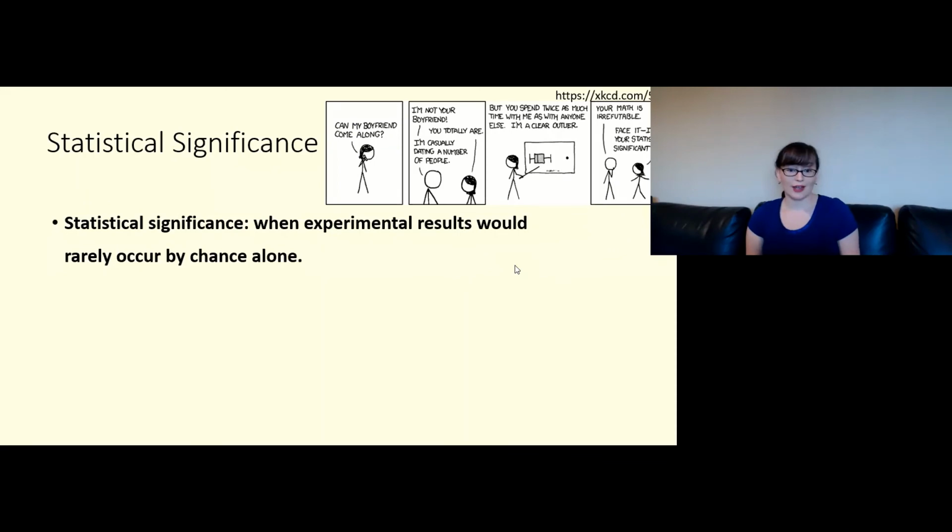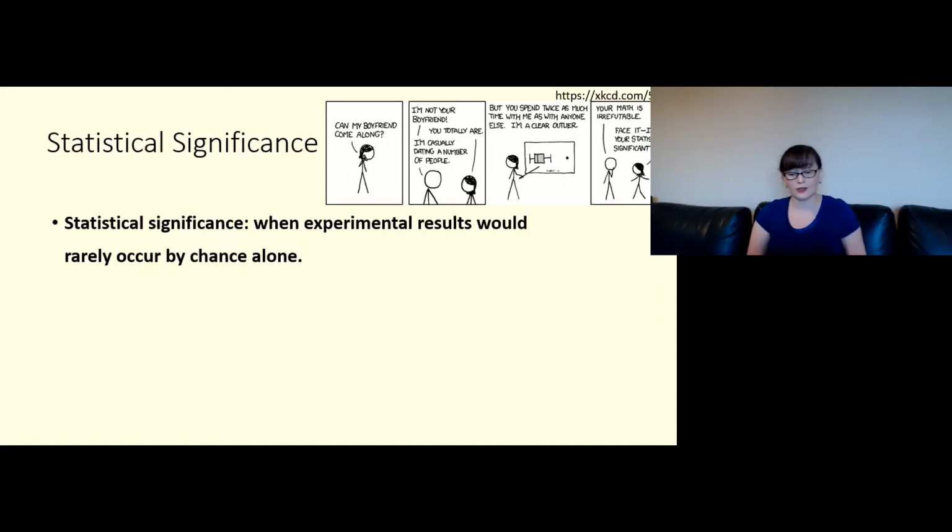How we decide how different is different enough is by asking if our results are statistically significant. A result is statistically significant when the experimental results would rarely occur by chance alone. If you take that exam and get 2 points higher than your friend, that could be just random chance. There might not be a real reason for it. You might just have gotten one more question right. You might have gotten a slightly different score anyway. Just because you typically do similarly to your friend doesn't mean you always get the exact same score.